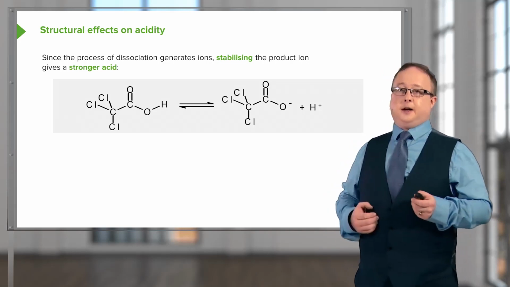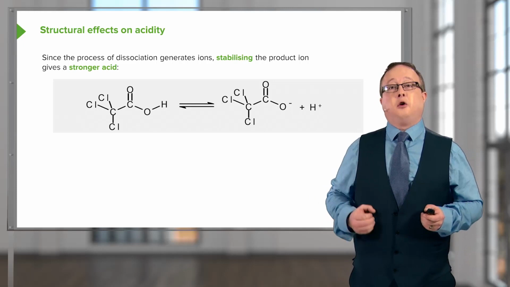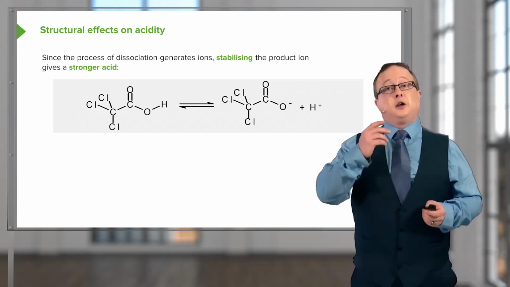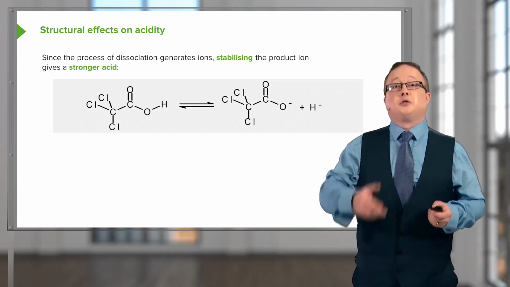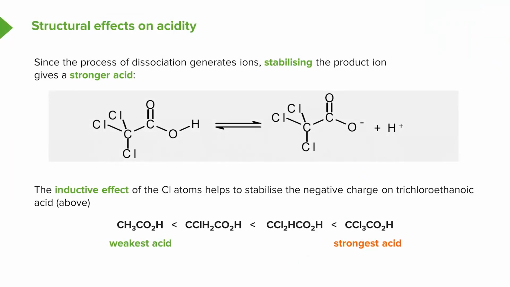By stabilizing this negative charge, you're essentially making this particular forward reaction more likely to occur, resulting, of course, in a greater concentration of H+, or protons. So therefore, the inductive effect of chlorine in this particular case, although many halogens would have the same effect, fluorine in particular, helps to stabilize the negative charge on trichloroethanoic acid as shown above.